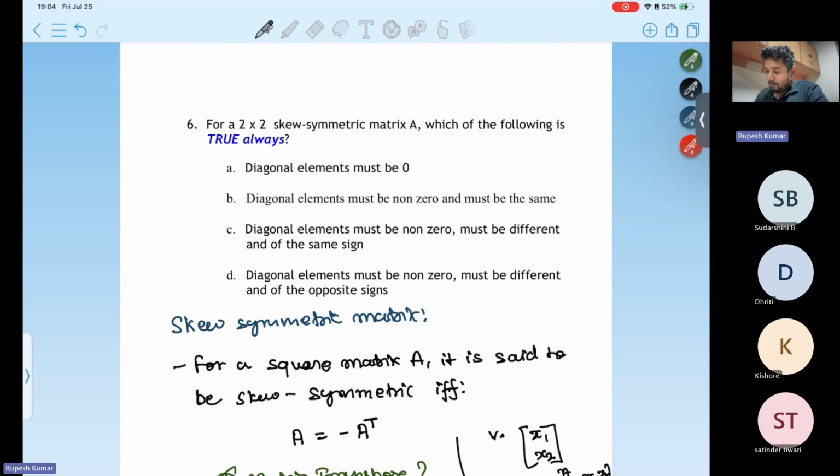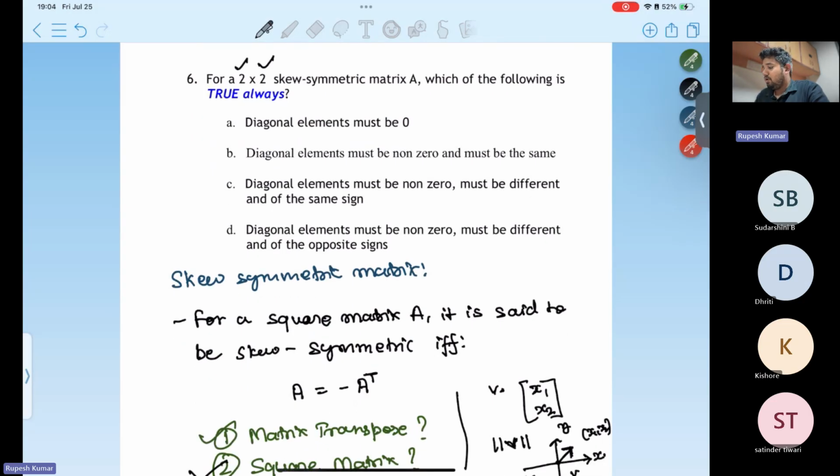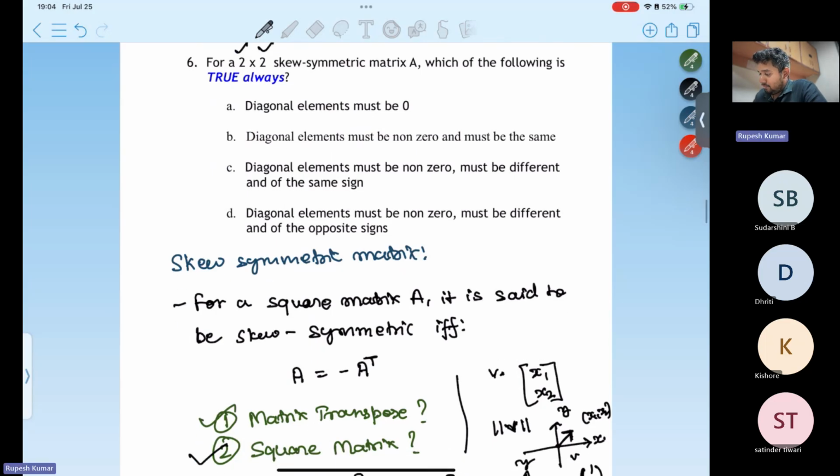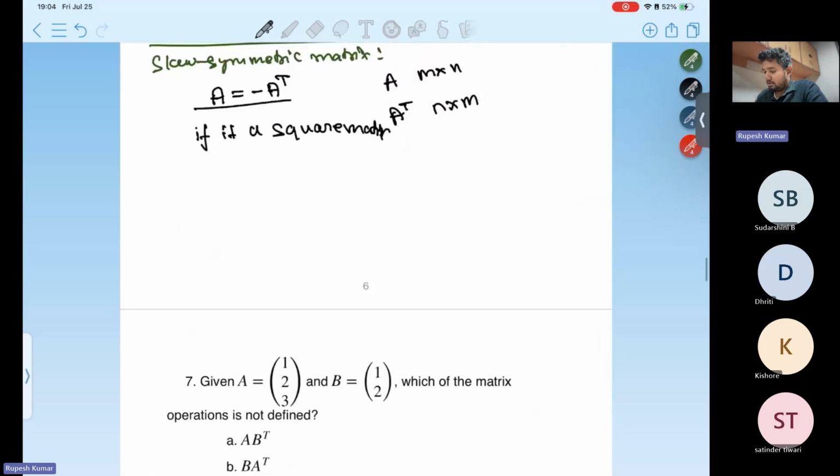For our problem, we are given a 2 cross 2 matrix, so it is a square matrix. Then which of the following is always true? Diagonal elements be 0; diagonal elements will be non-zero and must be the same; diagonal elements be non-zero but different and of the same sign; diagonal elements must be non-zero, different and of opposite signs. So let's do this using a simple example.